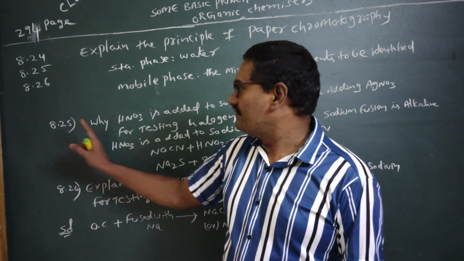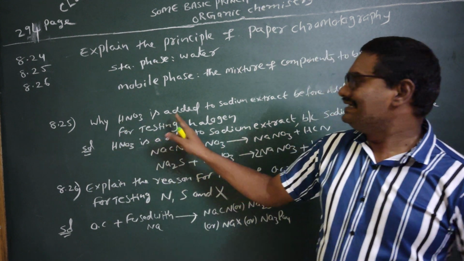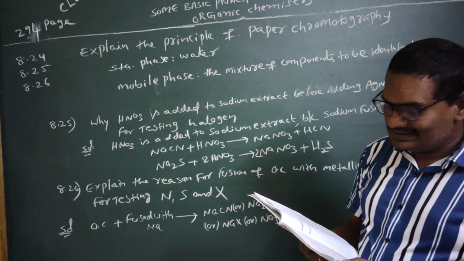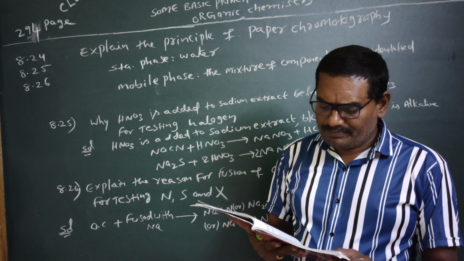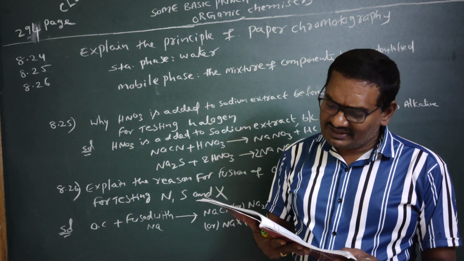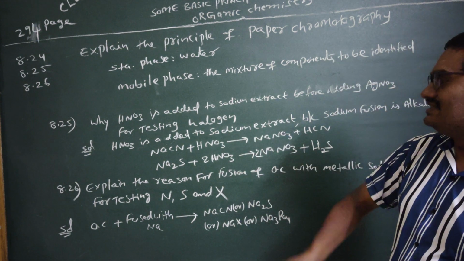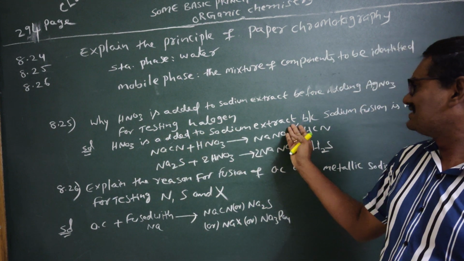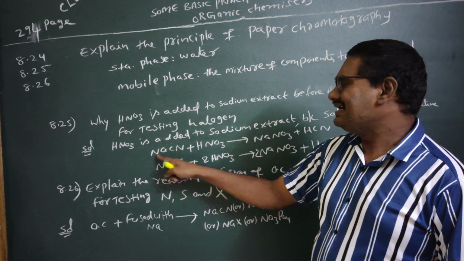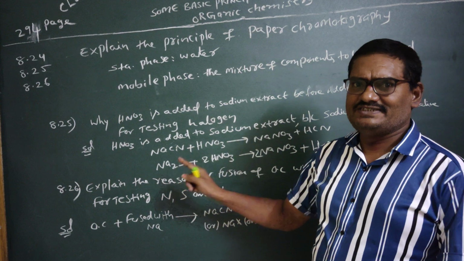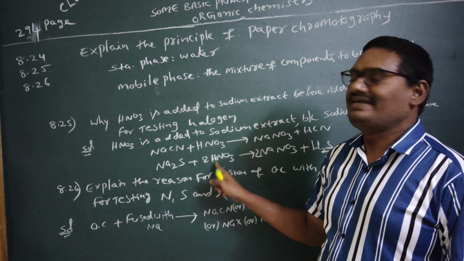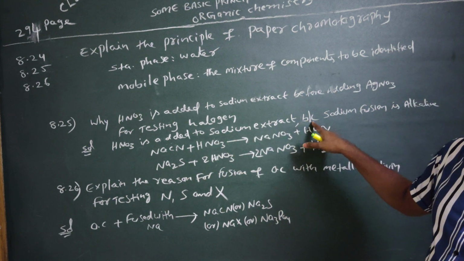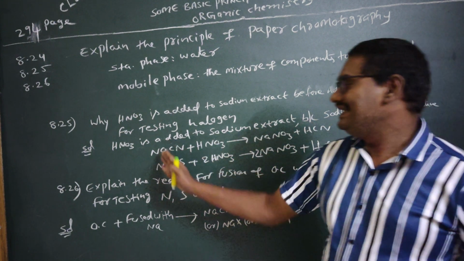So 8.25, why is nitric acid added to sodium extract before adding silver nitrate for testing of halogen? Because HNO3 is added to sodium extract since it is alkaline in nature. To neutralize it, acid is added. So again, HNO3 is added to the sodium extract because the sodium fusion extract is alkaline in nature.